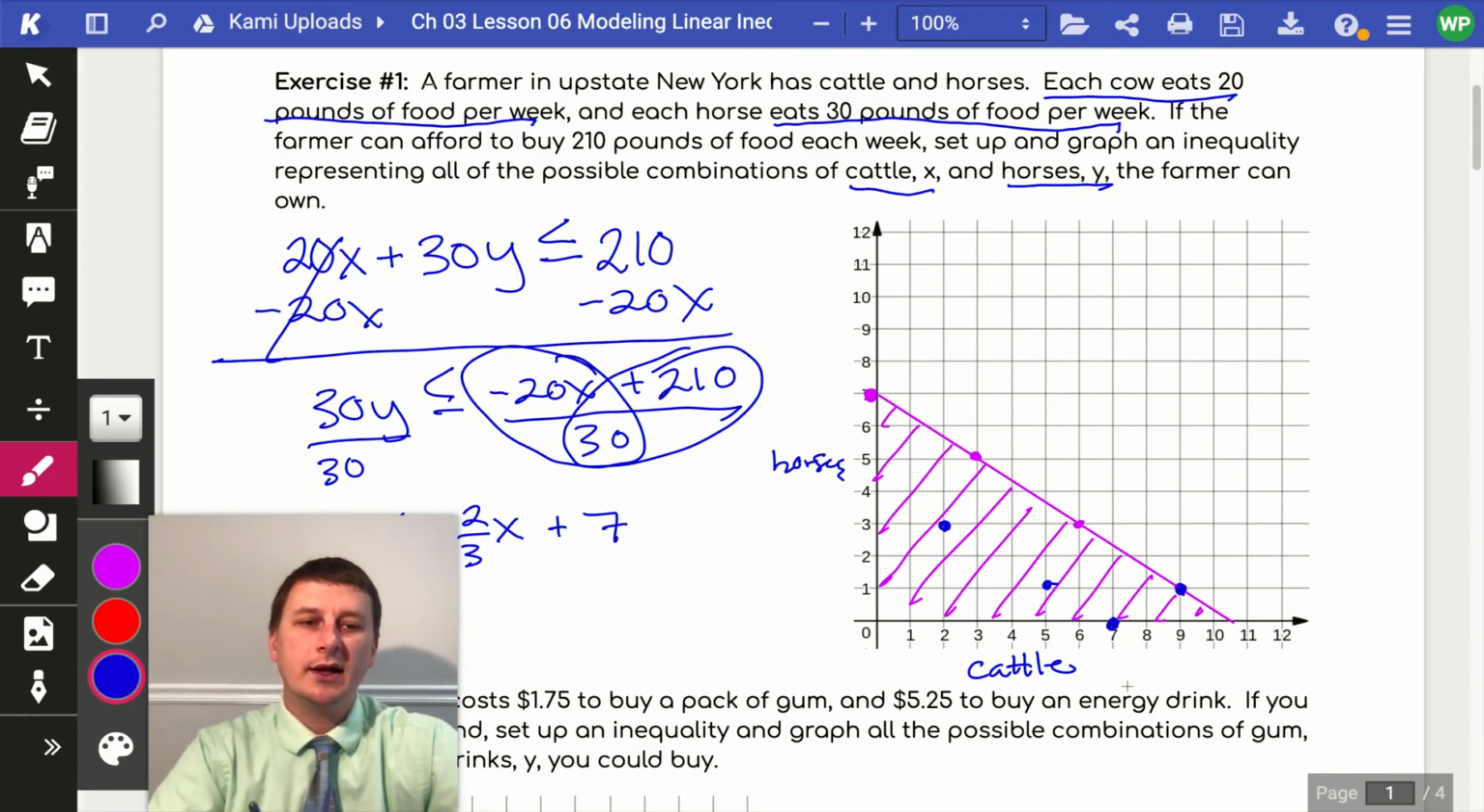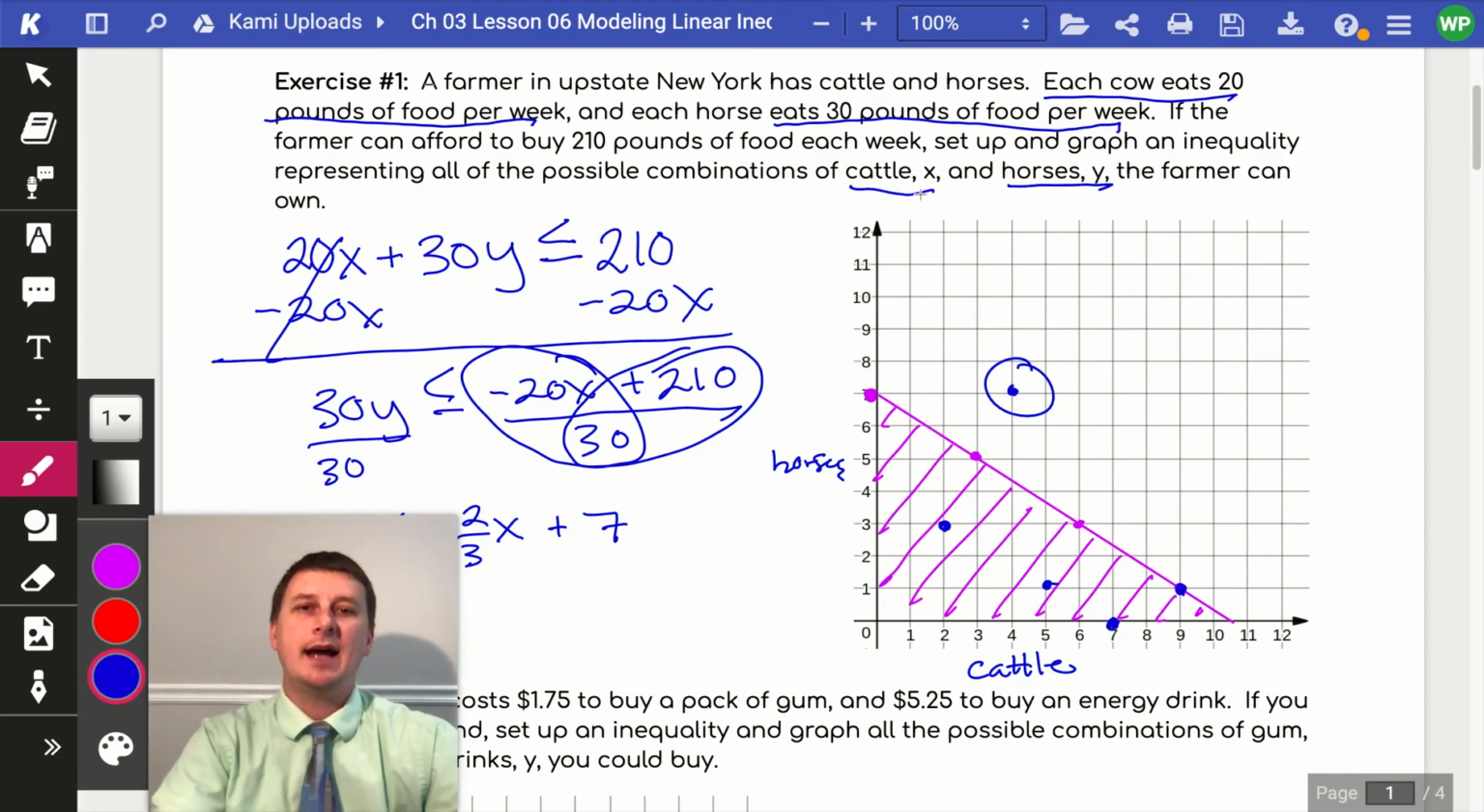But the reason why a graph is useful is because otherwise you're substituting every possible number into this inequality to see if it works. For example, we could just go to 4 cattle and 7 horses, and you could see plain as day that that point is outside the inequality. He's not allowed, or she is not allowed, to have 4 cattle and 7 horses. The farmer will not be able to feed 4 cattle and 7 horses with the amount of food he's able to buy per week. So that is one of the useful applications of using a linear inequality in real life.